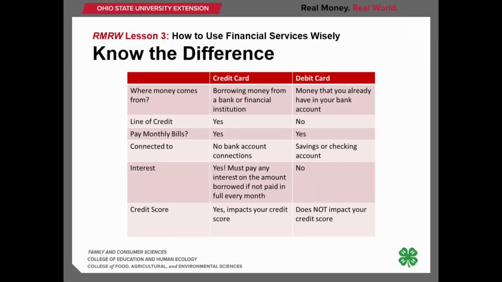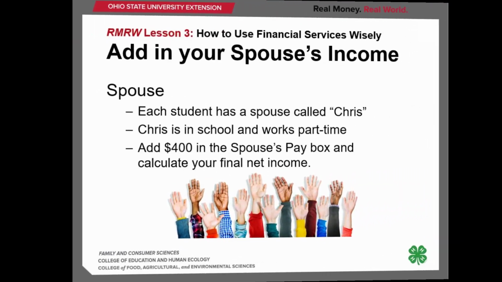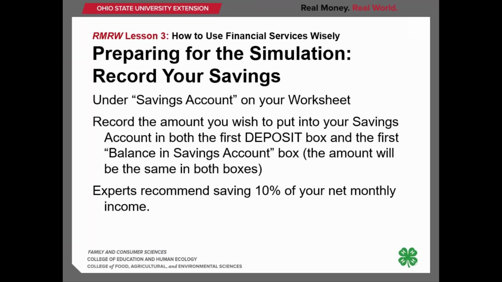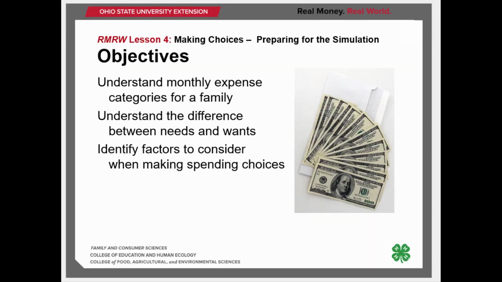Lesson 3 is all about financial decisions and institutions. So, how banks are different, using credit cards versus debit cards, online banking, and how interest affects your accounts. In Lesson 3, they will also be determining if they have a spouse, and if so, the money they get from their spouse for the month, and they will also determine how much they want to put in their savings monthly.